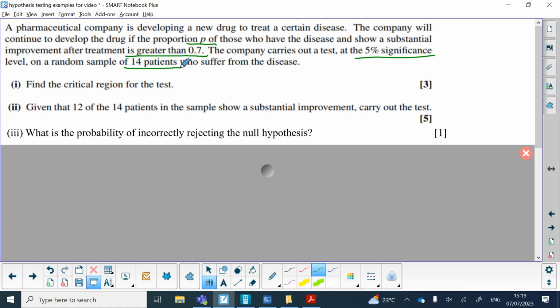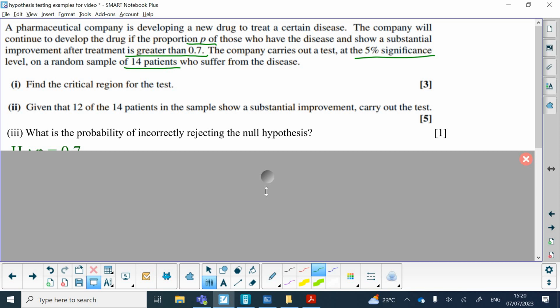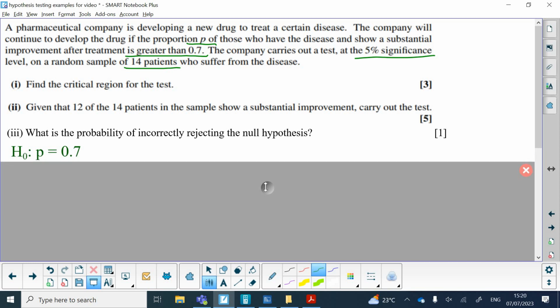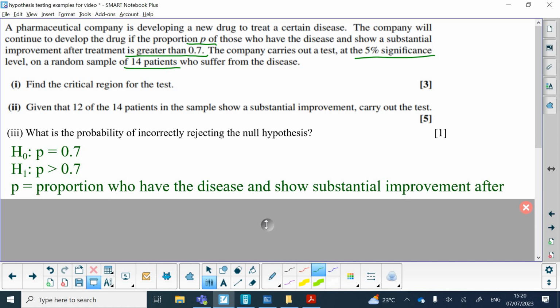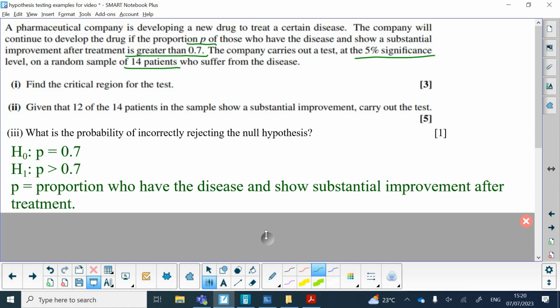So starting with the hypotheses, we need a null hypothesis where P is equal to something. The only thing shouting out here is P is going to be the proportion of those who have the disease and show substantial improvement, and P is equal to 0.7. So that's our null hypothesis. Our alternative is the thing we're really interested in, and that is that P is actually greater than 0.7. So P is the proportion who have the disease and show substantial improvement after treatment. Words from the question, in fact P from the question.